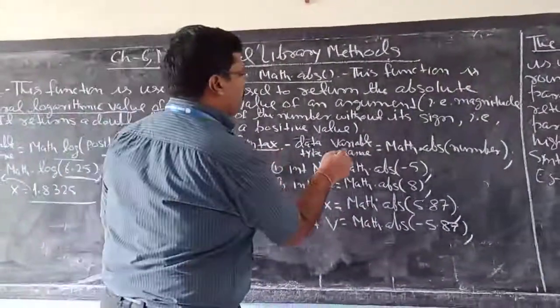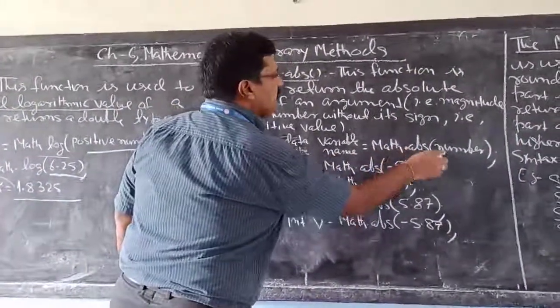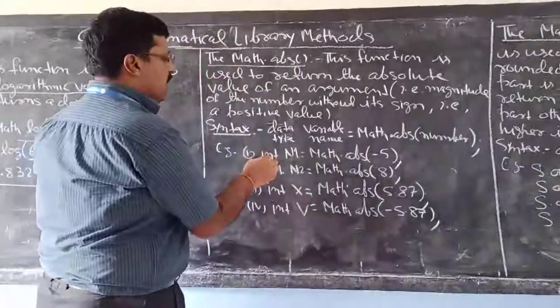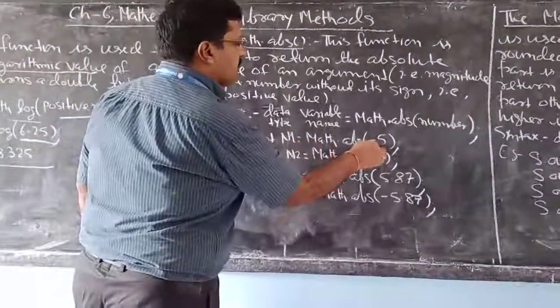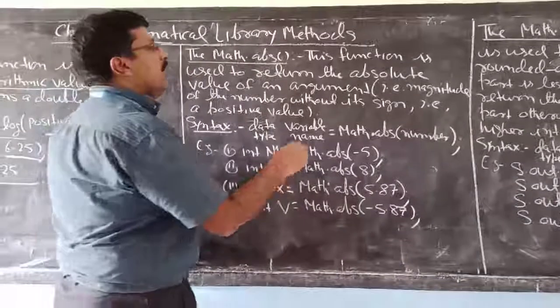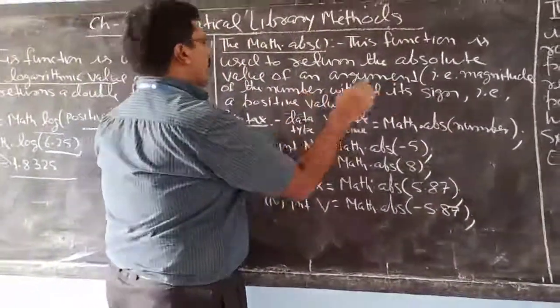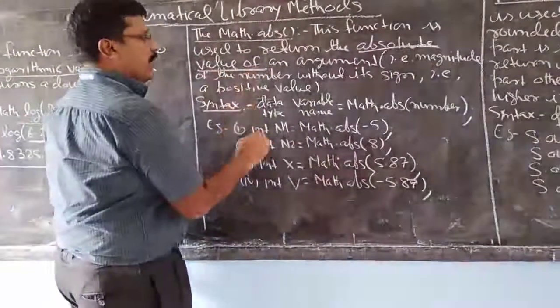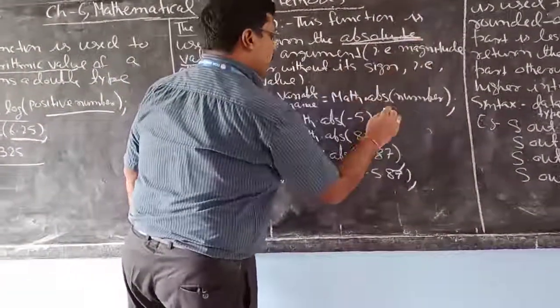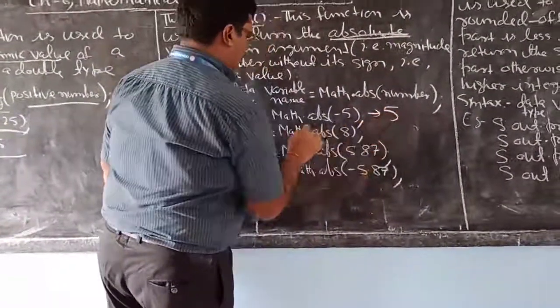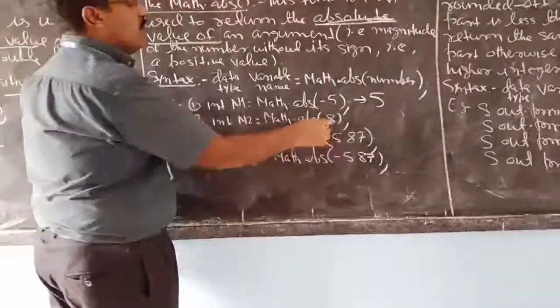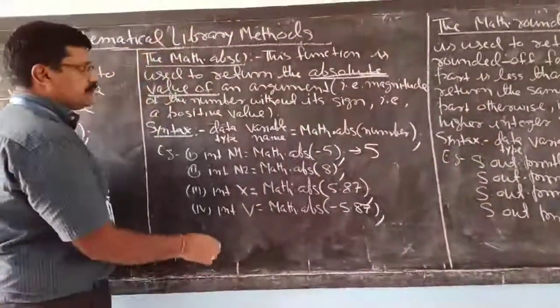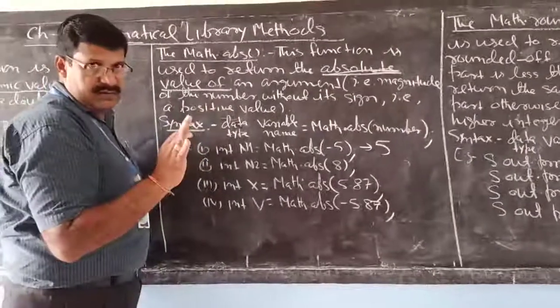Syntax: data type, variable name, math.abs, the number. For example, int n1 equal to math.abs minus 5. Now see, it gives the magnitude of the number. It returns the absolute value of a number. So its absolute value will be 5. The output of the math.abs function will be 5. Okay? It ignores the sign.